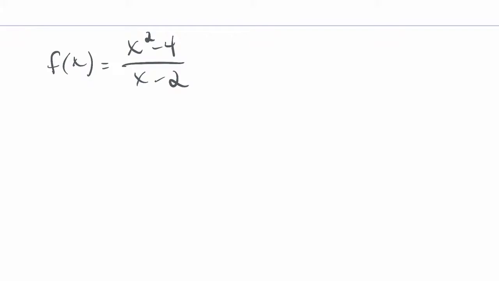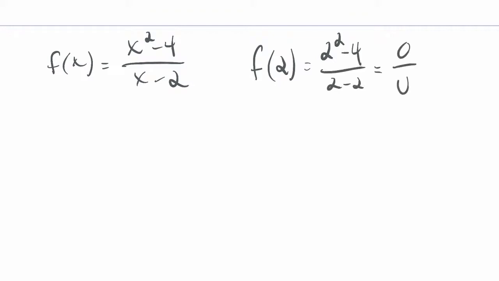So looking at this, I can tell right away, well, if I plug in the number 2, things are gonna go sideways, right? If I say, okay, what's f of 2? Well, that's going to be 2 squared minus 4 over 2 minus 2. So I get a 0 over 0, right?